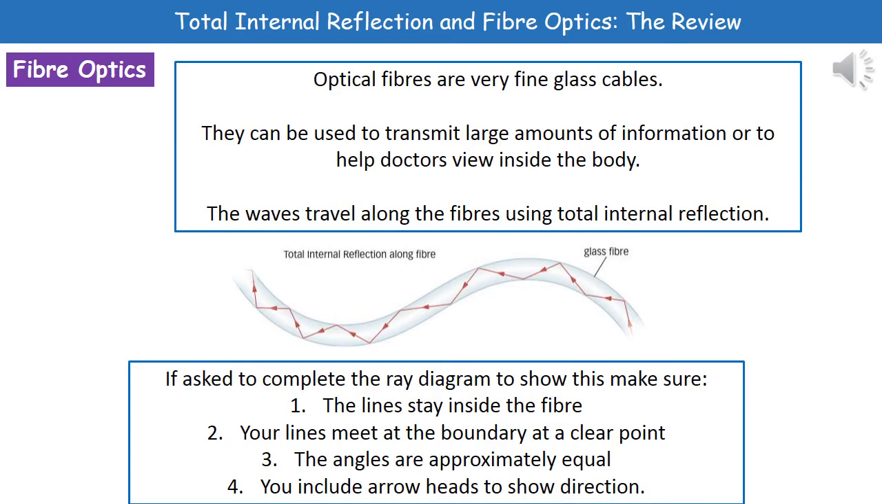Now we can use this idea of total internal reflection in fibre optics. When we're talking about optical fibres, we're referring to very, very fine glass cables. We can use these to transmit very large amounts of information, and we can also use them to view inside the body without having to have extensive surgery. The waves we're transmitting move along the fibres using total internal reflection. I've given you a diagram to show you how this works.